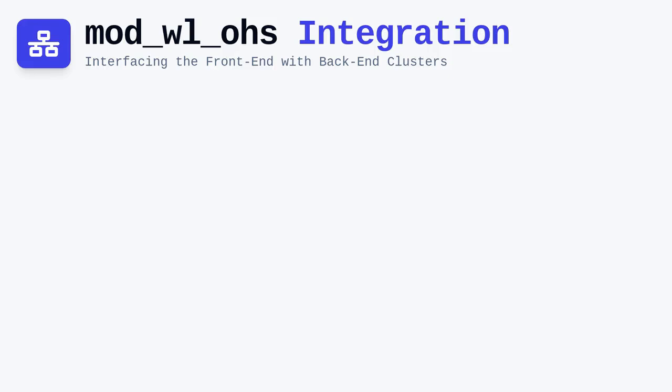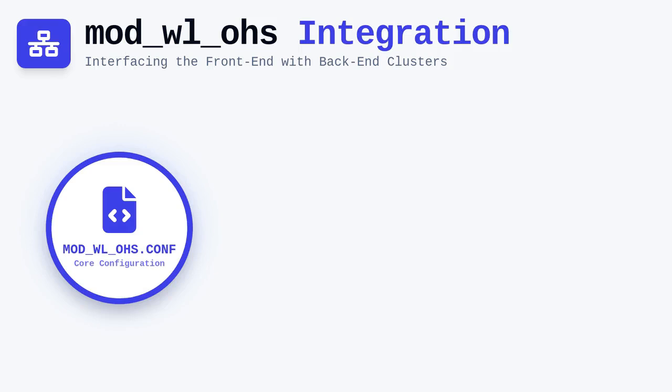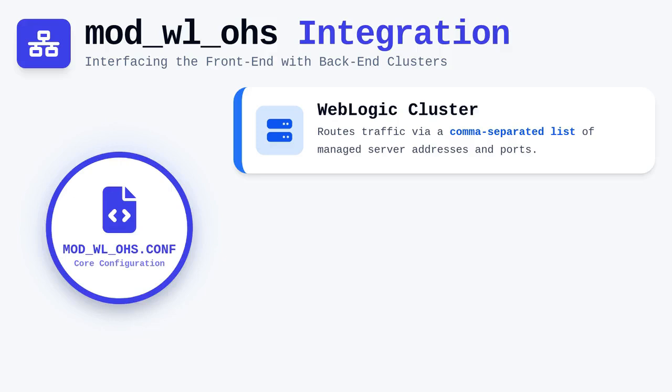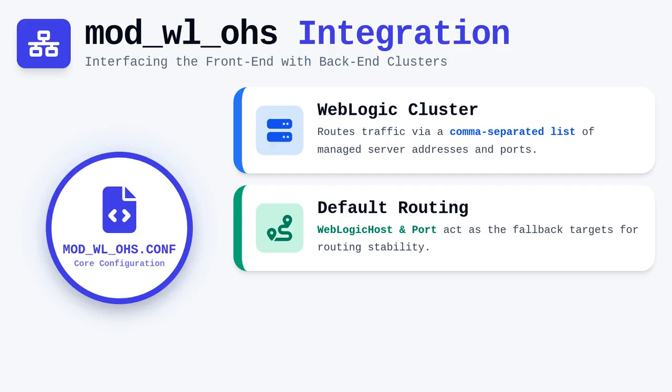The actual integration logic resides primarily within the middleware module, which must be correctly configured to interface with your backend cluster. The core of this configuration hinges on the modifications made to the middleware.conf file, where you define the specific directives that dictate how traffic is routed. You will need to define the WebLogic cluster directive by providing a comma-separated list of the managed server addresses and their corresponding ports. Furthermore, the WebLogic host and WebLogic port parameters serve as the default routing behavior if the cluster-wide directive is insufficient or needs a specific target.